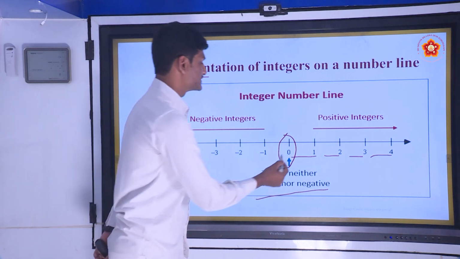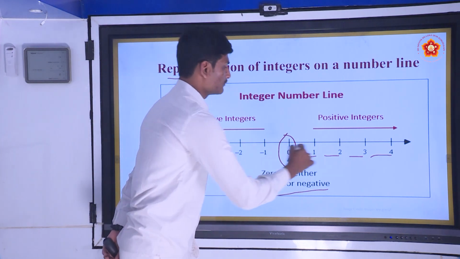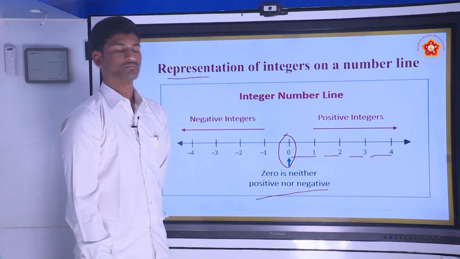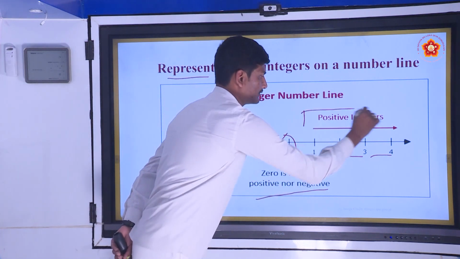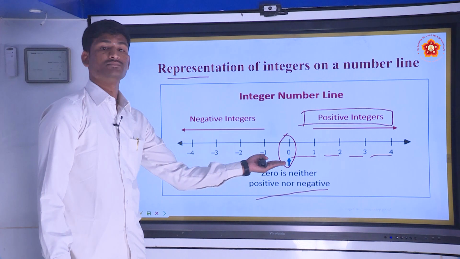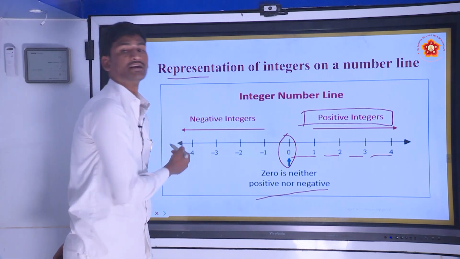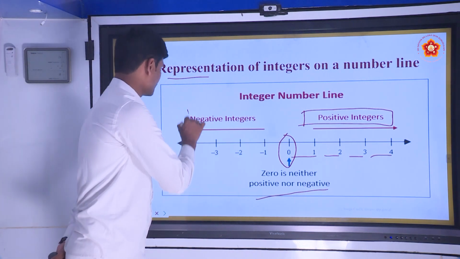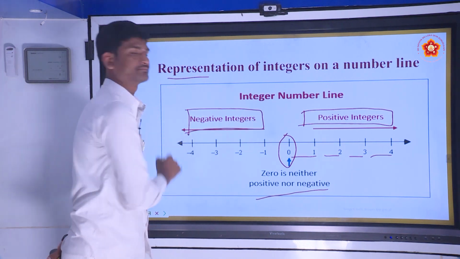When we start from 0, we move to the right side. These are called positive integers. When we start from 0, we move to the left side. These are negative integers.